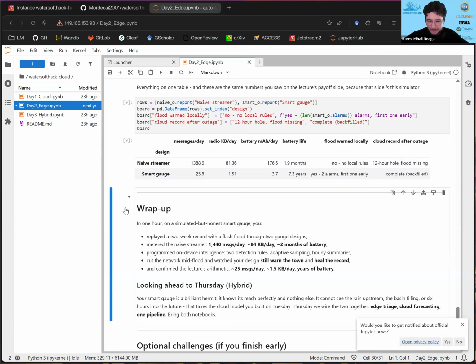So to wrap up, today we learned about edge computing. We designed different gauges. We saw how edge computing intelligence can offload some of the tasks of clouds to the network of edge devices, and we showed the real importance of edge intelligence. Any questions?